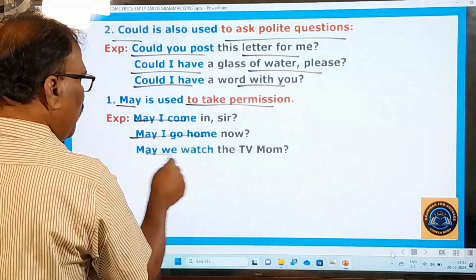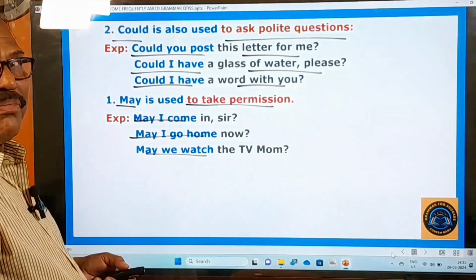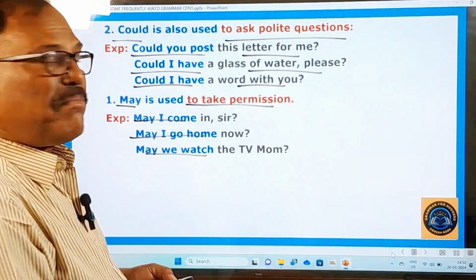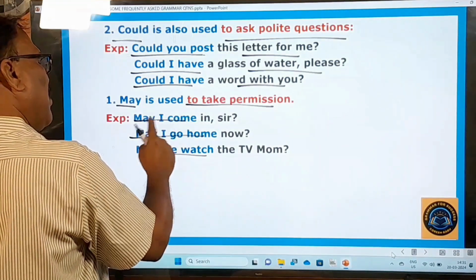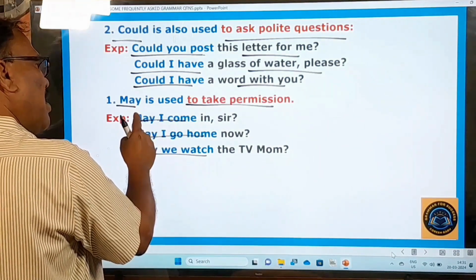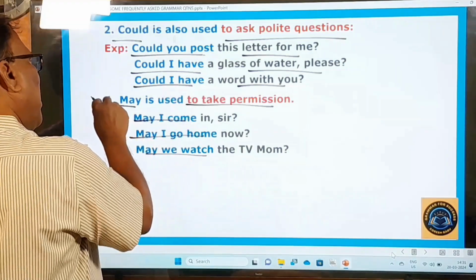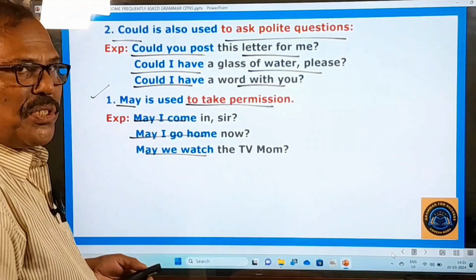Yes. May we watch the TV, mom? Mom, may we watch the TV? May we watch? So this is all about this may, and that is the first use of this may.